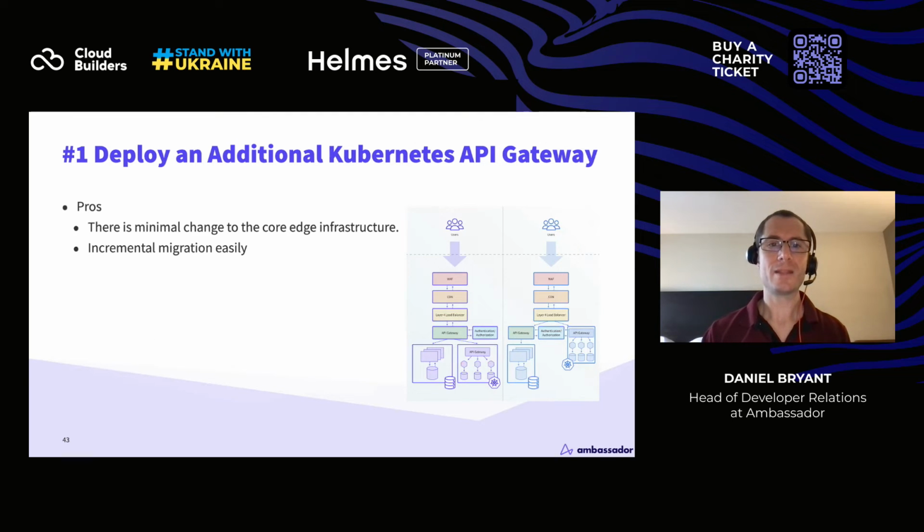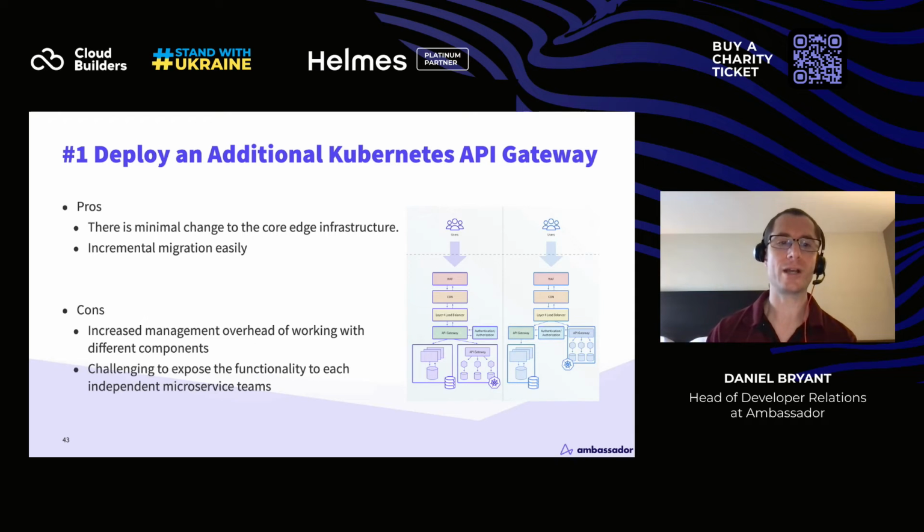For advantages, it's minimal change to the core edge infrastructure. You can leave your existing WAF, your existing API gateway in place. Incremental migration is easy. You're kind of growing a new world on the side of your old world, right? And with that being an advantage with incremental migration, the obvious trade-off is that you're working with multiple components.